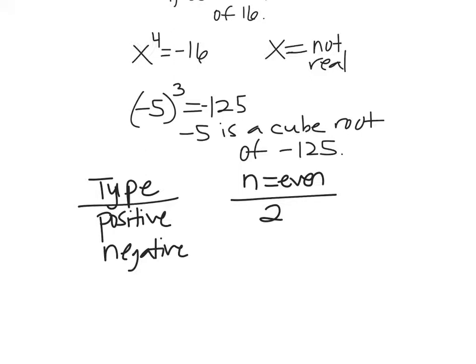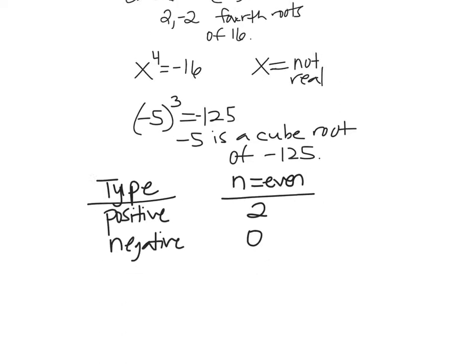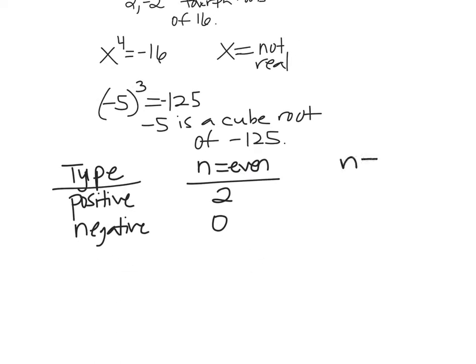Like negative 2 to the 4th is 16 and positive 2 to the 4th is 16. You have two answers. Now, if it's equal to a negative, like what root gives me negative 16? We're going to have 0 answers. Now, if we're taking a cube root or a 5th root or a 7th root, and n is odd, you will have one for positive numbers and one for negative numbers, and that's it.